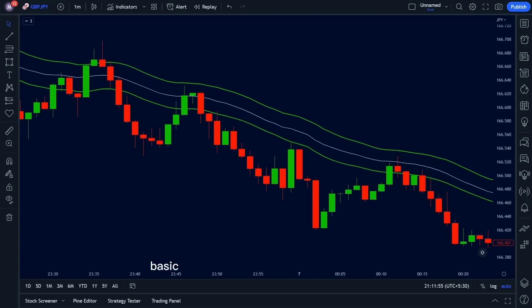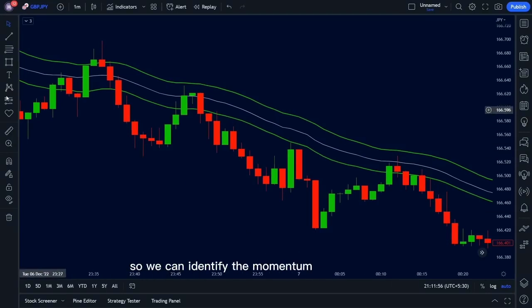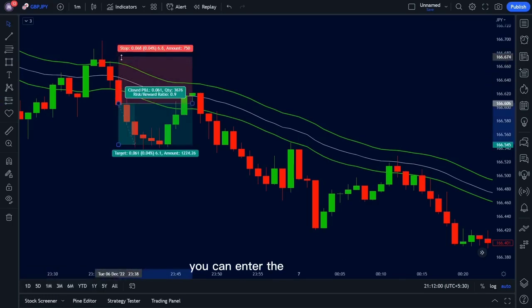You need to have a basic knowledge of candlestick patterns to identify the high momentum candles. The main idea is to find a cross down with good momentum, so we can identify the momentum that just started and the market will continue in that direction. You can enter the trade here.